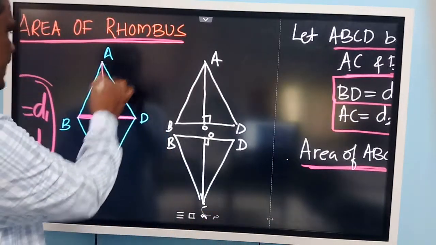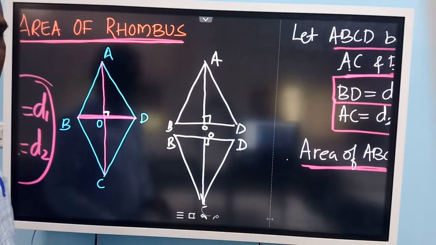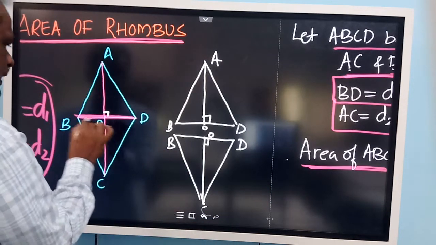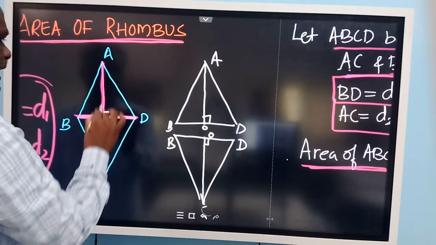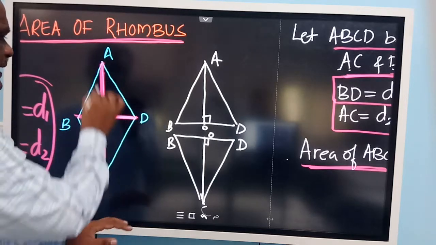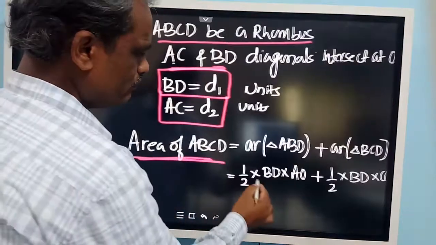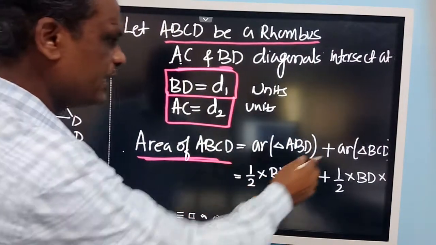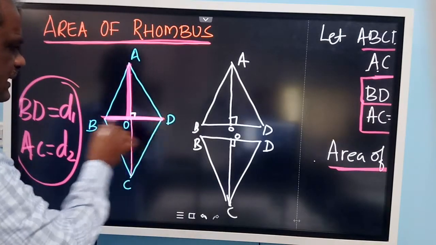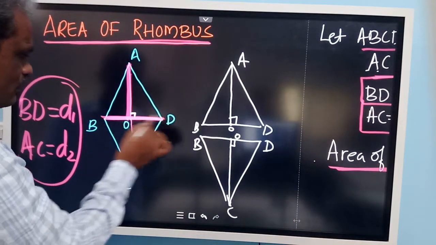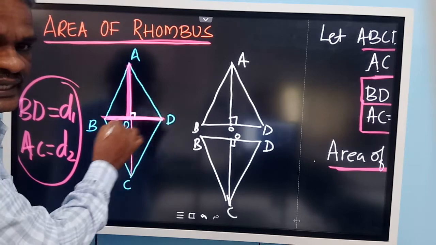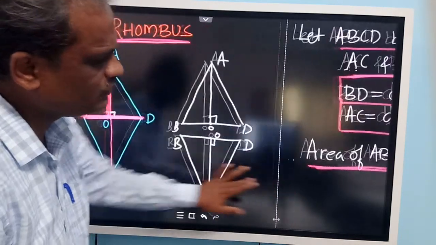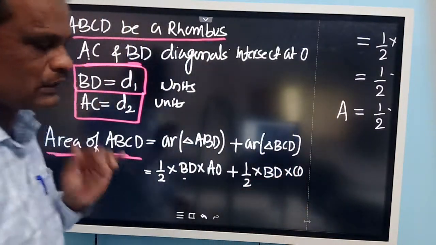Therefore, the area of rhombus ABCD is the area of ABD plus the area of BCD, the sum of these two. So now what is the area of ABD? Half into base BD into height AO. Half into BD into AO. Then the second triangle, area of BCD. I will take the base as this itself. Half into BD into OC, or CO.